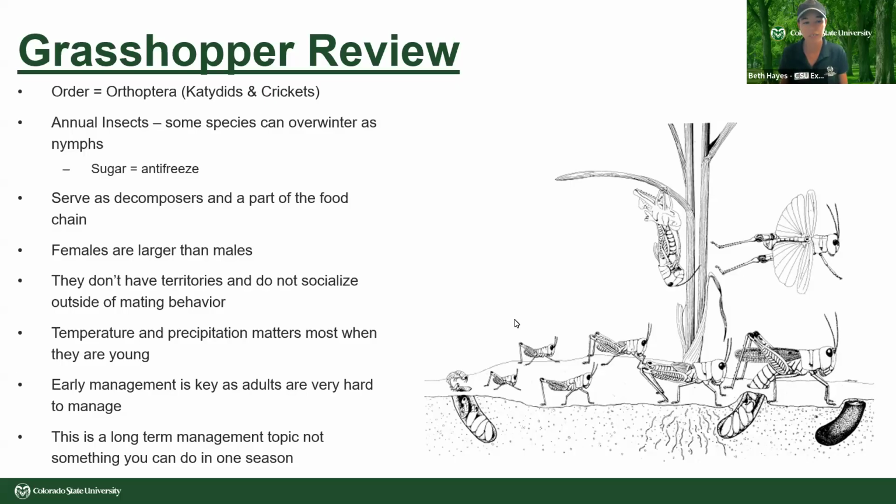They don't have territories and they don't socialize outside of mating behavior. It doesn't mean that they can't congregate and all be in one area if they're particularly feeding, but they don't move as one hive mind. They do move as individuals, which is a key factor in between grasshoppers and locusts that we'll kind of get into. Temperature and precipitation matters most when they're young, and we'll get into that.